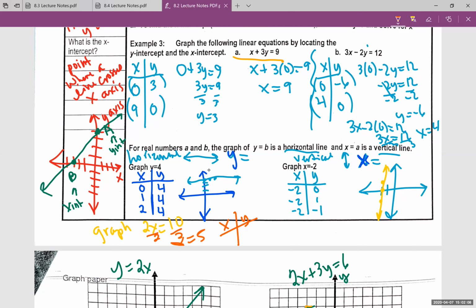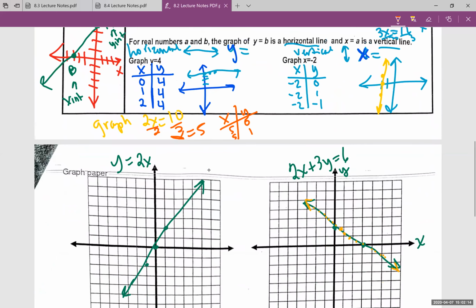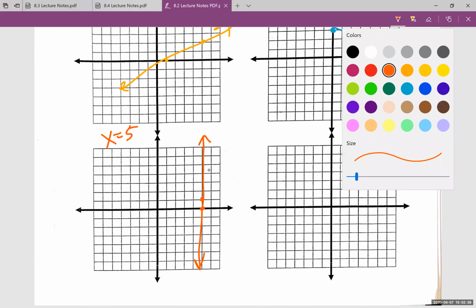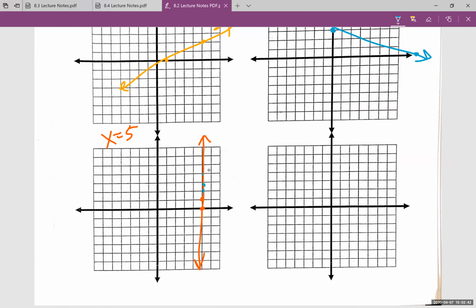So once we do our xy table, X is always 5. Y can be absolutely anything. So this is the graph of x equals 5. And it was 5, 0 and 5, 1. And as you can see, this is a vertical line through x equals 5. And you can just see all these millions of points that lie along this line. These are all the y values. That's why y can be anything. X will always be 5, but y can be anything.